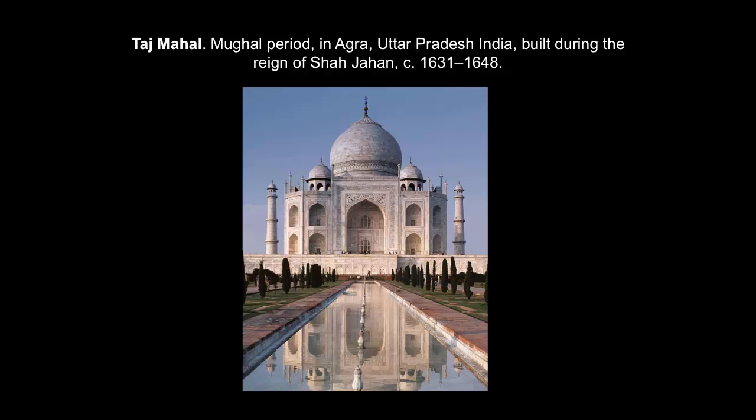So we're looking at one view, but on the other sides of the building, there's also a water channel that leads up to the building. So we can imagine that on each of four sides. The central section that we're looking at is a white octagonal structure faced with white marble and inlaid with precious and semi-precious stones. It culminates in an enormous white dome with flanking minarets some 140 feet high.